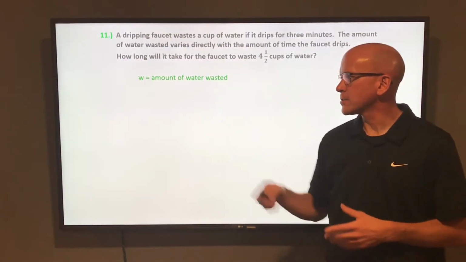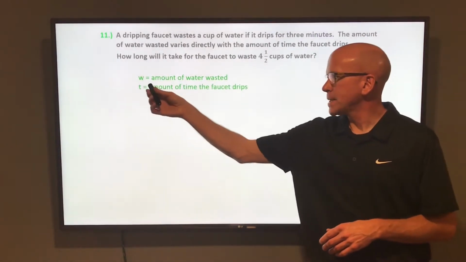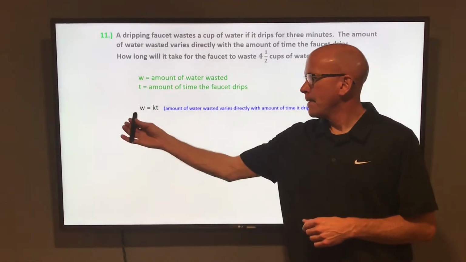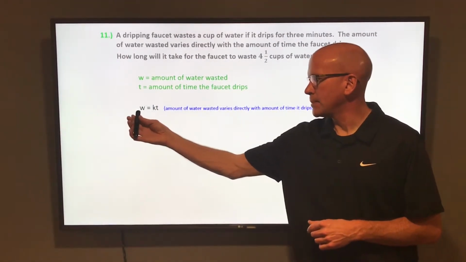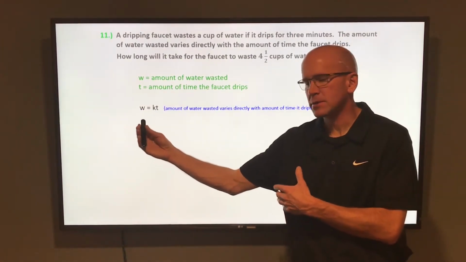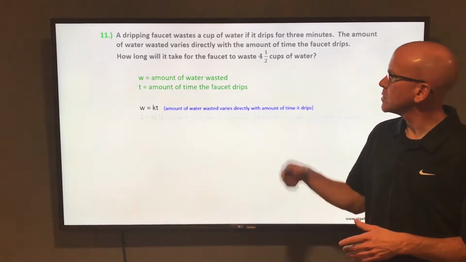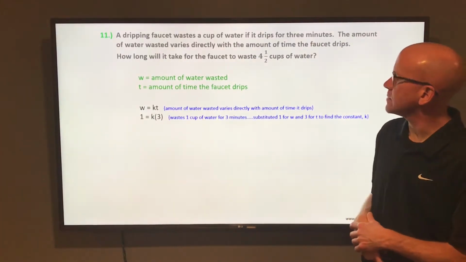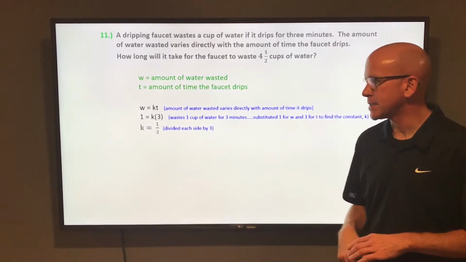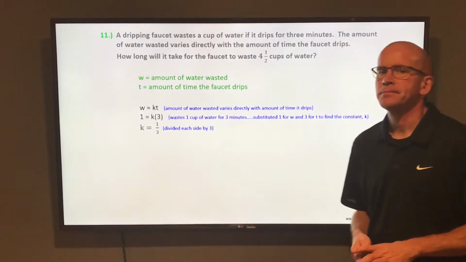Or you could do it this way, where you could find the constant of variation first. We'll say W equals the amount of water wasted, T equals the time. Water wasted varies directly with time, so W equals K times T, just like we've had y equals kx. So if we substitute in out of that first sentence what we know, it's 1 cup every 3 minutes. That's going to give us the constant of variation, which is 1/3. It's wasting 1 cup every 3 minutes.